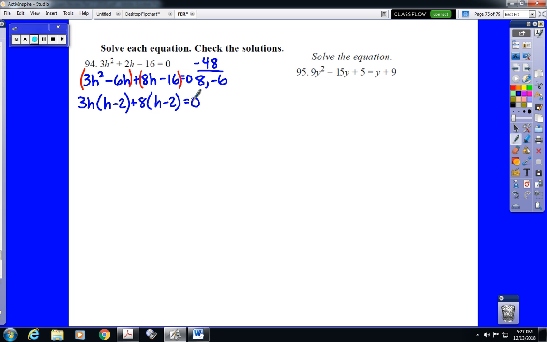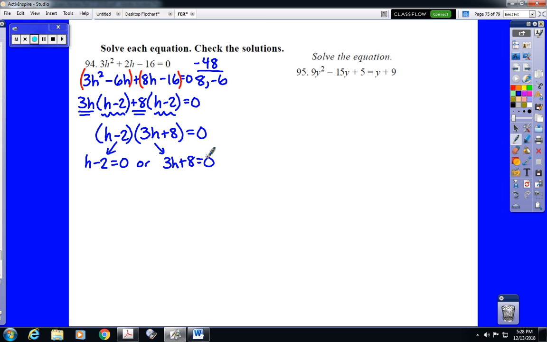That still equals 0, but I'm still not dealing with that yet. I need to finish factoring first. So my first factor is h minus 2, and my second factor is what's in front of the parentheses, 3h plus 8. So that would be fully factored as h minus 2 and 3h plus 8. Now I apply the zero factor theorem. h minus 2 equals 0, or 3h plus 8 equals 0, and I solve.